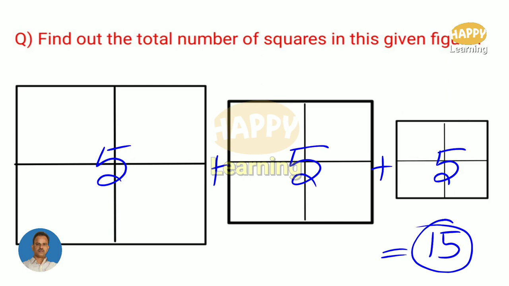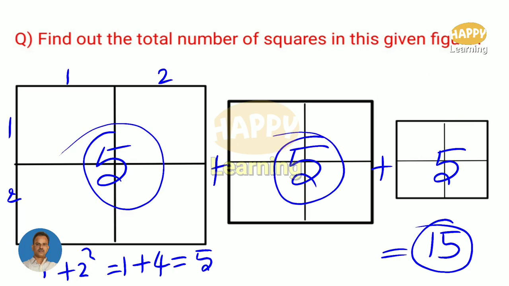See, this is column 1, column 2, row 1, row 2. So the number of squares is given by 1 square plus 2 square, that is equal to 1 plus 4, that is equal to 5. So here 5, again here 5, again here 5, total becomes 15. Total becomes 15. Okay, right.